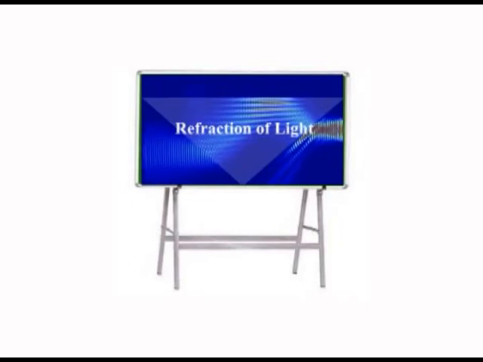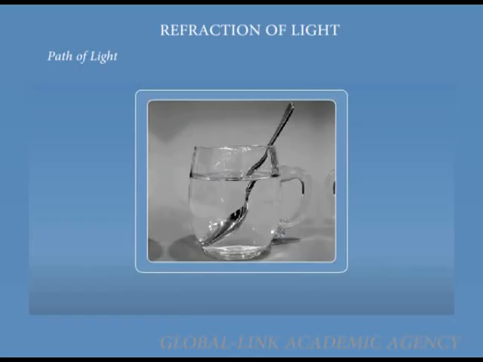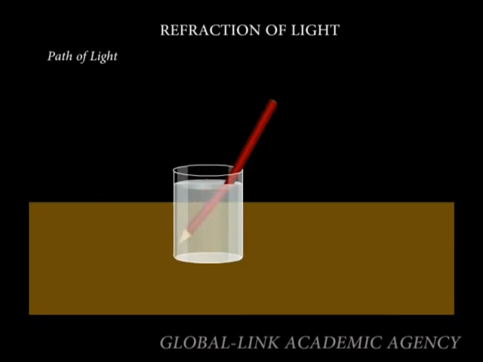Refraction of light. You would probably have noticed that a spoon placed in a glass of water looks bent at the surface of water when viewed obliquely. Also, when a pencil is dipped in a glass of water, it appears bent from the surface of water. This bending of light as it travels through different media is called refraction.